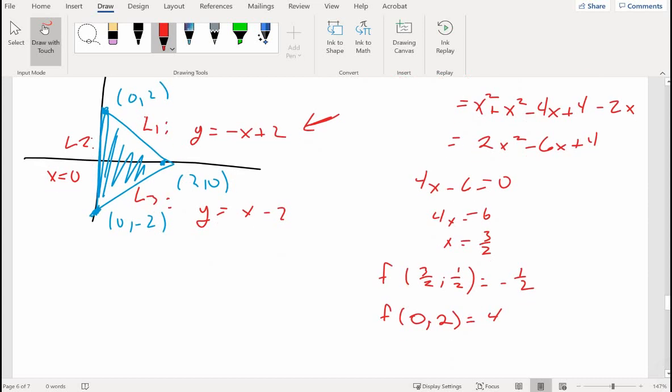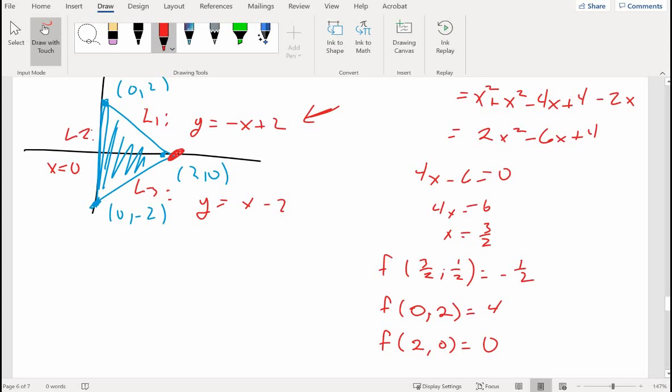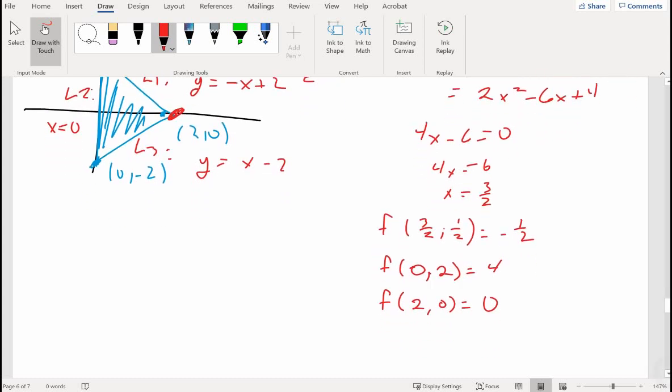And then on the other endpoint, over here, the x-coordinate is 2, so the y-coordinate is going to be 0. So if the x-coordinate is 2, that's 2 times 4 minus 12 plus 4, which would be 0. All right, so those are the values of the function along that line. Then I'll just work my way around.